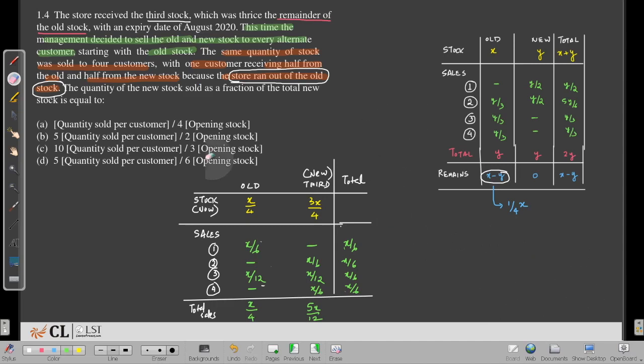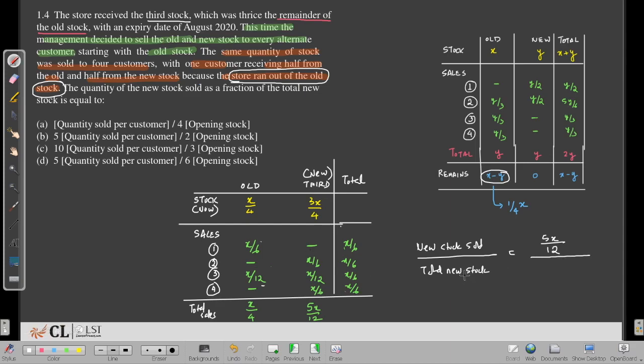And let's see what the question has us to do. The question is asking us for the total new stock sold, as a fraction of the total new stock. So let me pick another color. The total new stock sold would be equal to, in this particular case, 5X by 12.